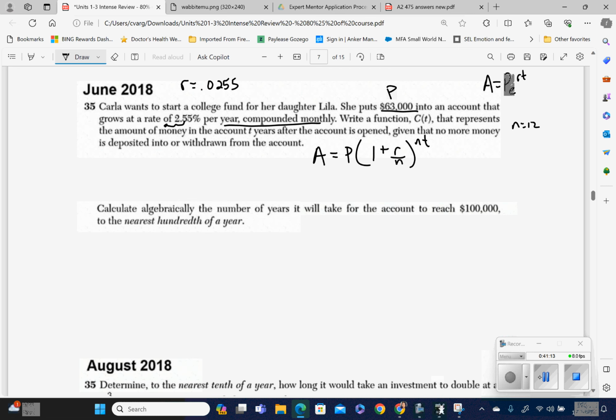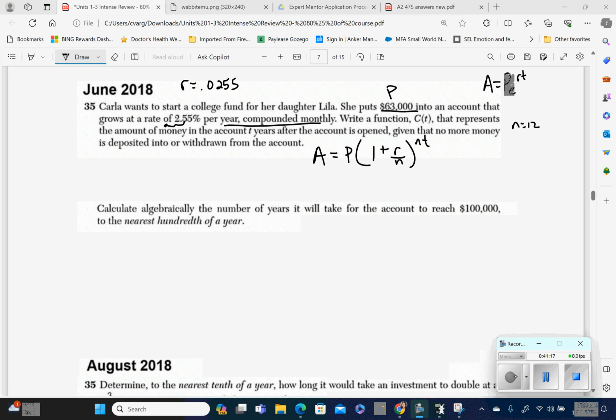So all I'm doing is plugging in things that we know. 63,000 is my principal, so all I have to do here is a little bit of plugging. My function is going to be C of t is equal to, my P is 63,000, so I'm plugging in 63,000 here. It's going to be 1 plus my rate, 0.0255, divided by my n, 12, and this is going to be raised to the 12 times t. We're using t because that's the variable they told us to use, okay? All right, so there is my part 1 done.